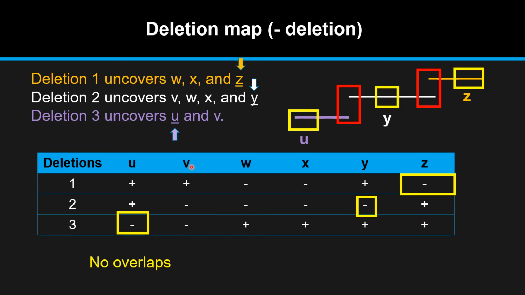Here in V we already know that it's in two regions, so we don't include it. W is in two regions because there are two minuses. X is in two regions, but look what happened with Y. Y is a unique section of deletion number 2, so I put it here. Now if we go to Z, the other two, deletion 2 and 3, don't have it, but deletion 1 has it. So you can see it here.